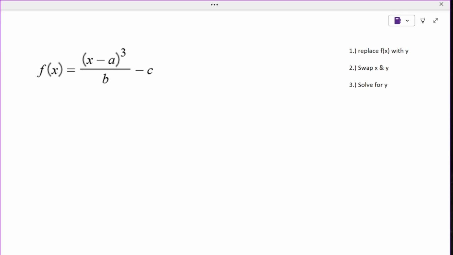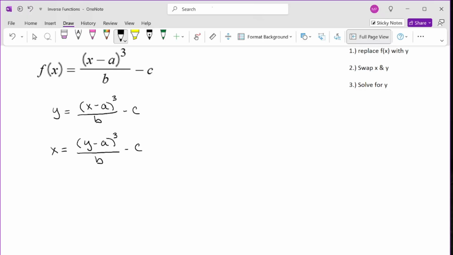And we are going to be following the same process. So let's get started. We are replacing f of x with y. So this becomes y equals, everything else stays the same for right now, (x minus a) cubed all over b minus c. All right, now we're swapping x and y. So this becomes x equals (y minus a) cubed all over b minus c. And again, we are solving for y.